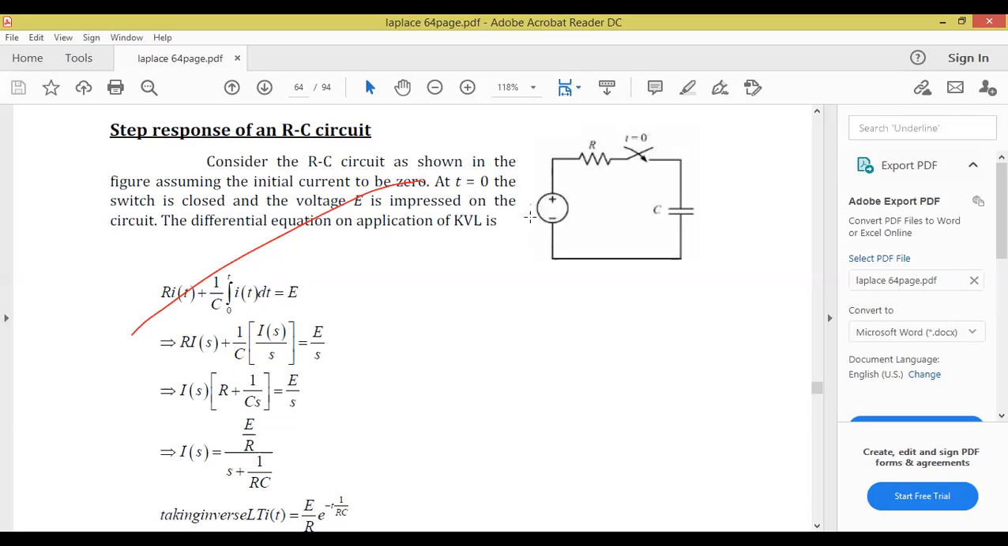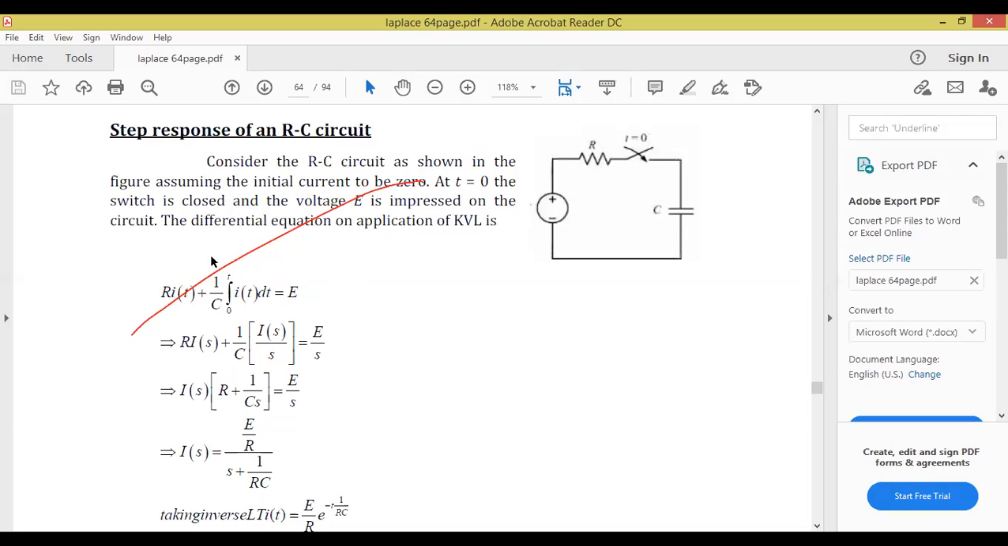Apply KVL. Let us say the voltage source is V. So what is the KVL statement, all of you? I hope everybody is perfect. The algebraic sum of voltage sources is equal to the sum of voltage drops. So E is the voltage applied to the circuit. E is equal to, what is for a resistor? R into I of t. This is all after the switch is closed here, neglecting initial conditions.